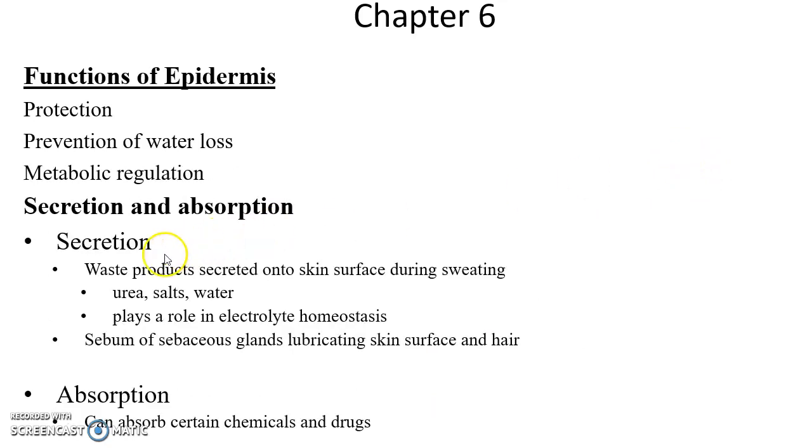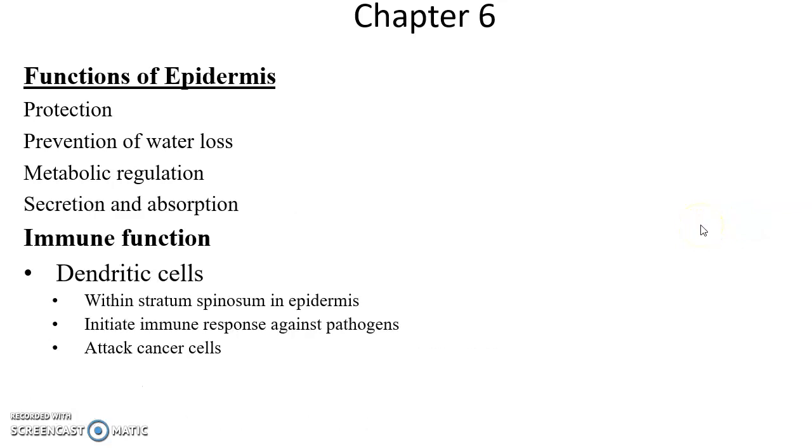Secretion and absorption, we secrete things like sweat so we can get rid of some waste, urea, some salts, and water. We also have sebum, oily secretion being produced by the sebaceous glands to lubricate the skin and hair, keep it supple. And some absorption, we can absorb some things that are lipid soluble. It can be absorbed through the plasma membrane, through the skin. Immune function, the epidermal dendritic cells have a phagocytic function. They engulf pathogens, engulf cancer cells.